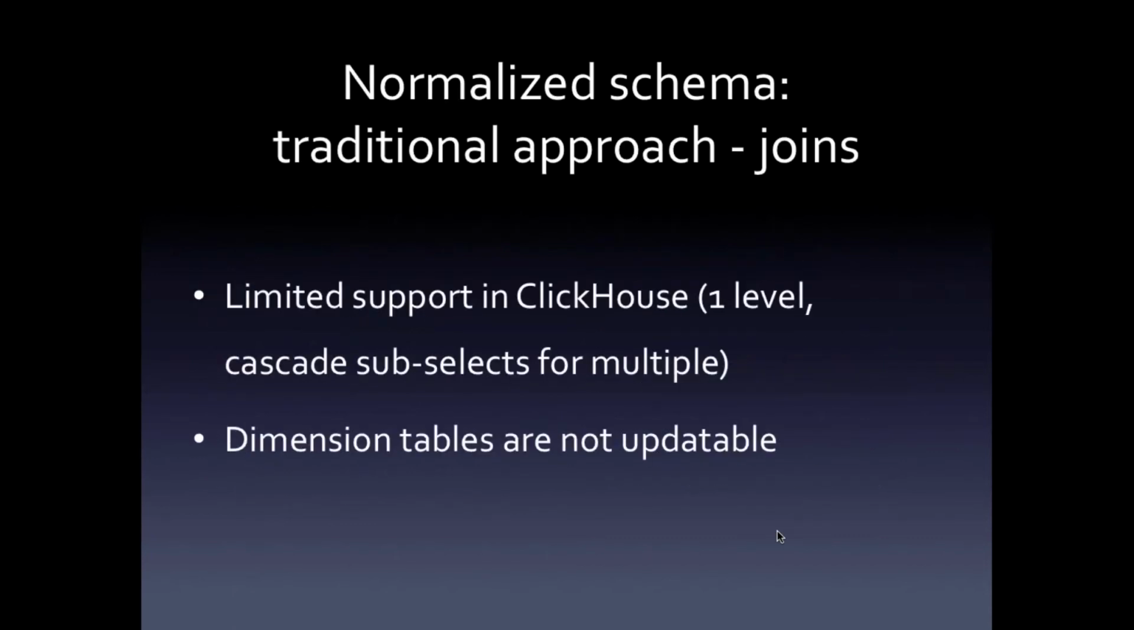So traditionally, data warehouses follow the normalized schema approach and use joins in SQL databases. However, we faced a problem here. ClickHouse has pretty limited support of joins, and that's still true to this moment. It has only one level of joins, and you have to cascade with subselects for multiple joins. There are a few other limitations, and also dimension tables in ClickHouse are not updatable. That makes a normalized schema with joins sometimes not very easy to implement.